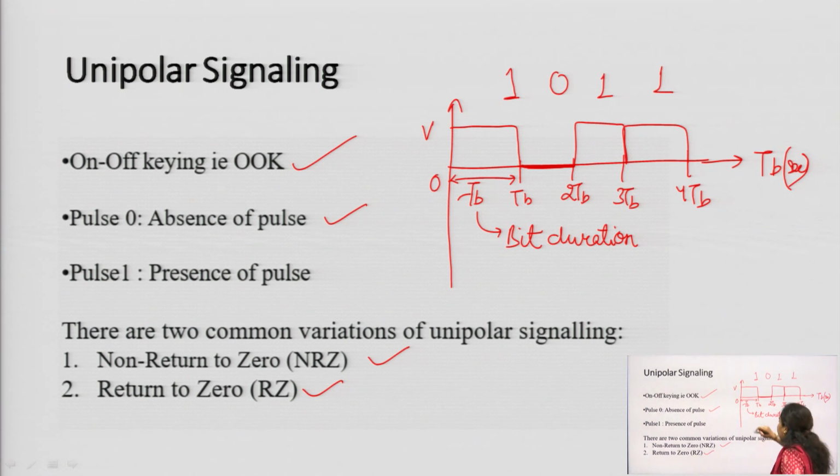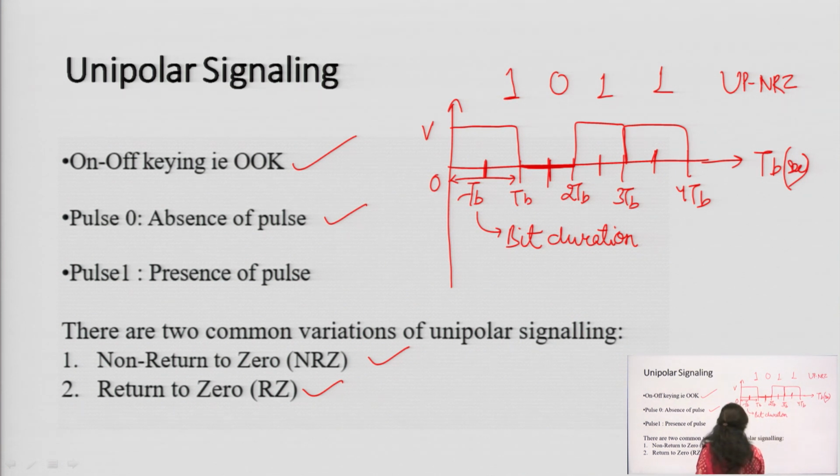In case of this non return to 0, this is the half bit duration, this is the half bit duration, this is the half bit duration, this is the half bit duration. It is not going to return back to the origin, which means in case of non return to 0, this is the representation of NRZ, unipolar NRZ. In the short form, it is known as UPNRZ, unipolar NRZ.